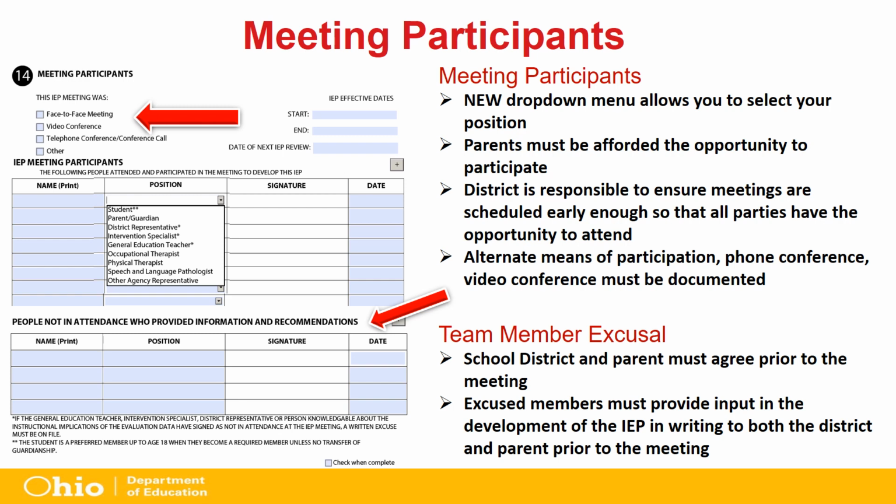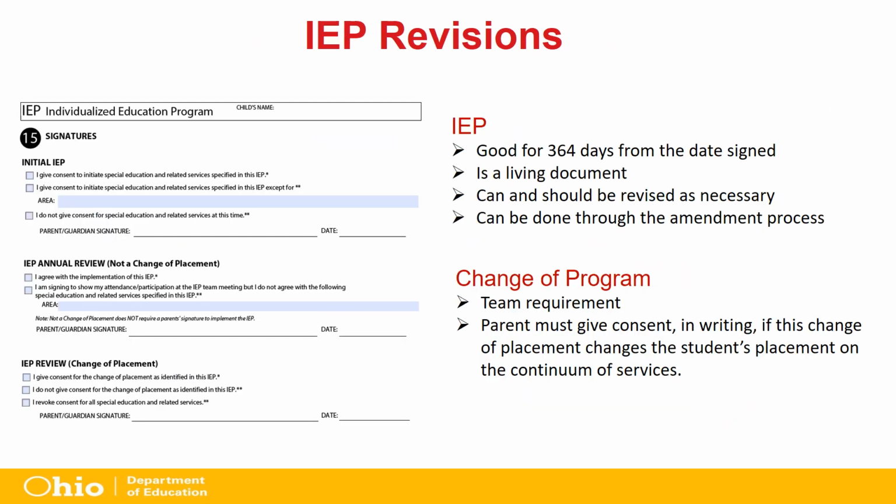If this is an initial IEP meeting, the parent must sign to implement services. The parent must receive the PR-01 summarizing the events of the IEP meeting, along with a procedural safeguard notice prior to services beginning for the student. Districts need to remember that while an IEP is in effect for 364 days from the date signed, it is a living document and can and should be revised as necessary.